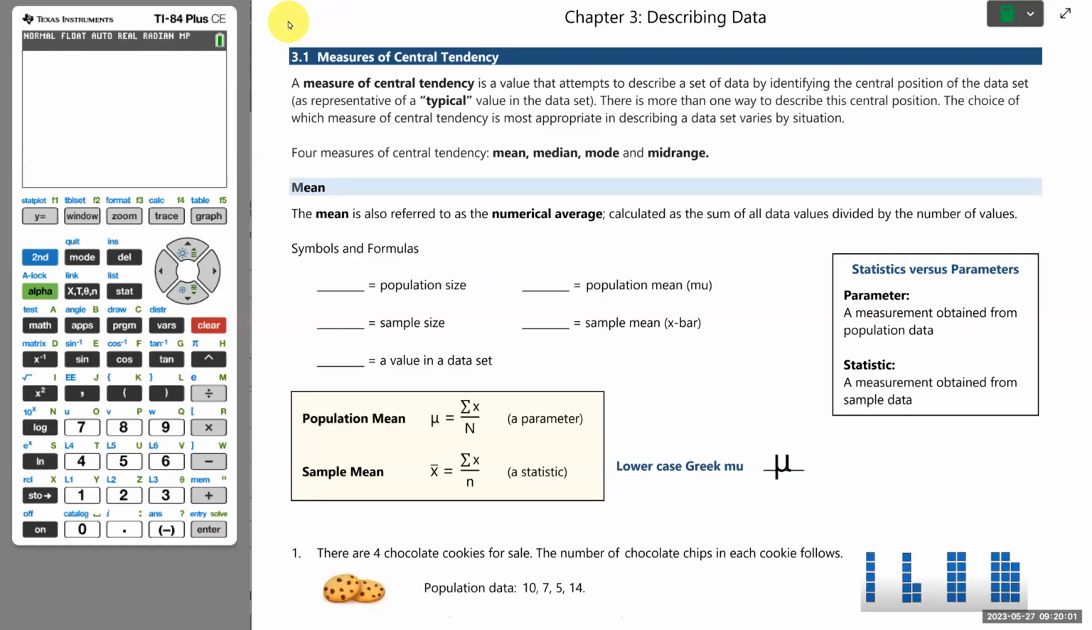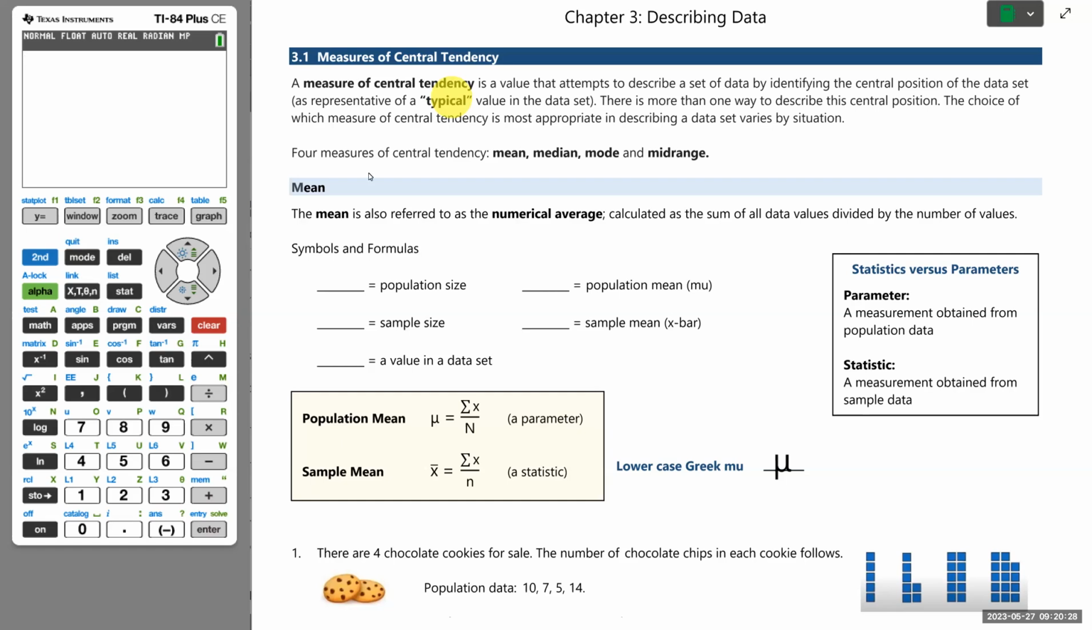Welcome. We begin chapter 3, which is titled Describing Data. And we'll start with describing what's called a measure of central tendency. So a measure of central tendency is a value that attempts to describe a set of data by identifying the central position of the data set as representative of what we would call a typical value in that data set. And there'll be more than one way to describe this central position.